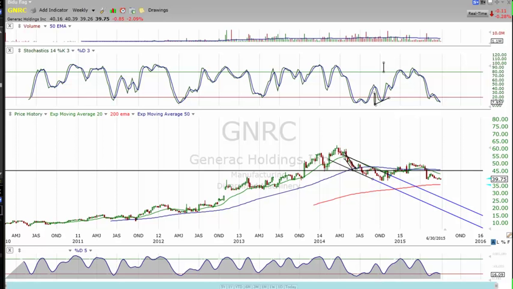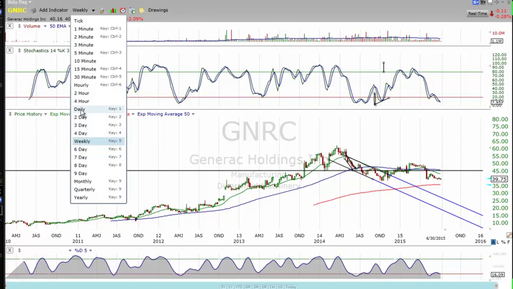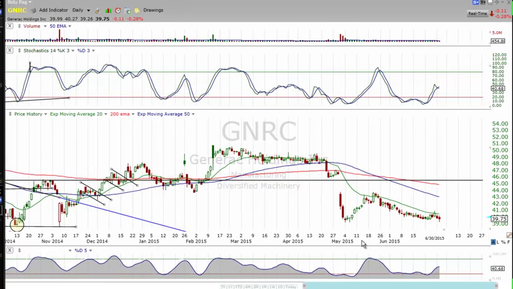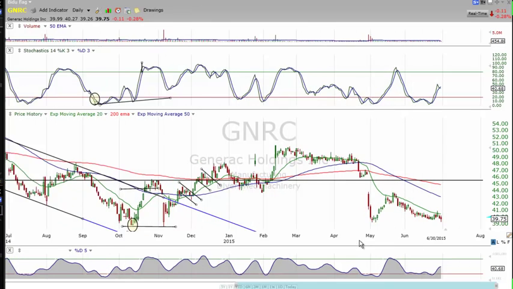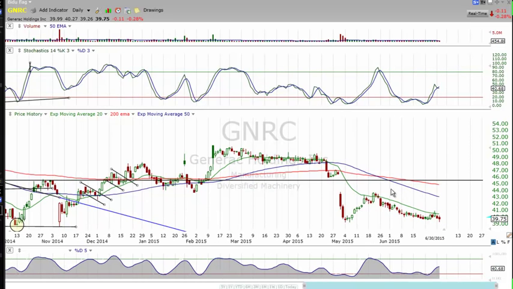But, that's the weekly. Let's take a look back at the daily now. I just crossed it. Does anybody notice that there's a divergence here? We took out the lows there. We didn't really cross back over to the downside. Tomorrow is going to be interesting.